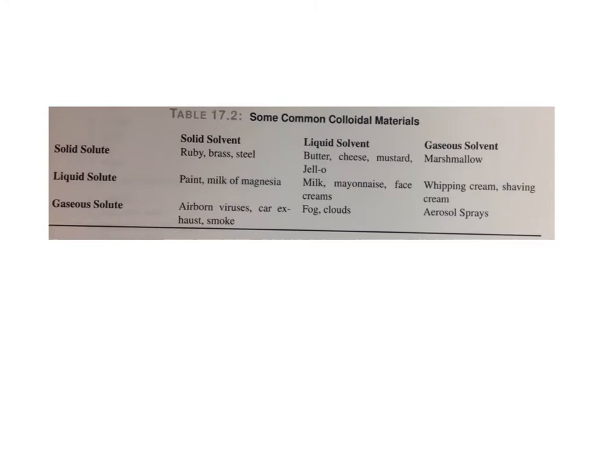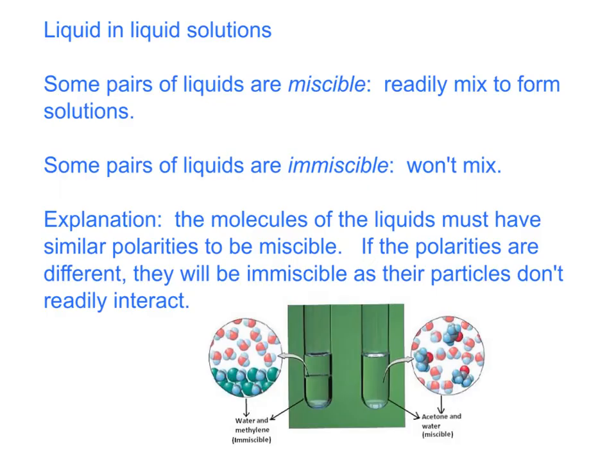All right, so our next thing to talk about is how liquids interact with each other. We've talked about things a while ago about polar solvents, nonpolar solvents, polar molecules, nonpolar molecules, and now we're coming back to that. So when we go to put two liquids together, generally one of two things happens. Some of these pairs of liquids are going to be miscible. Means they readily mix.